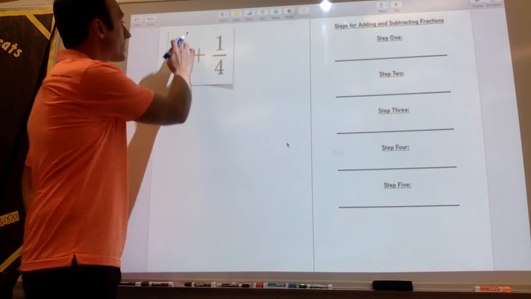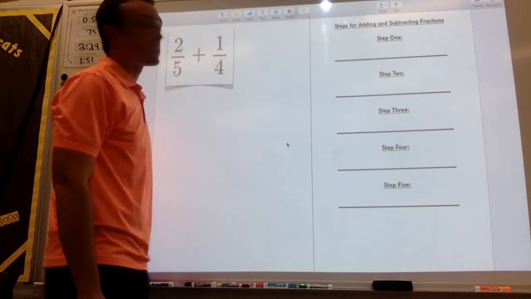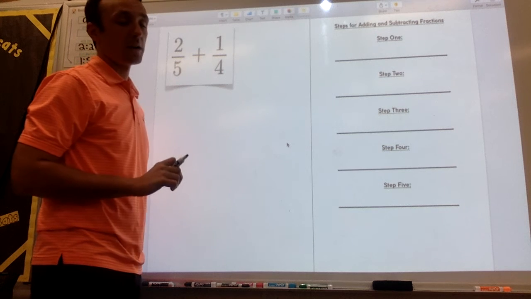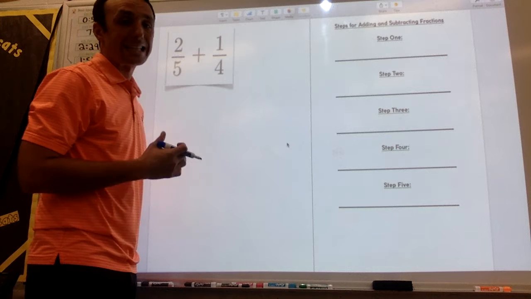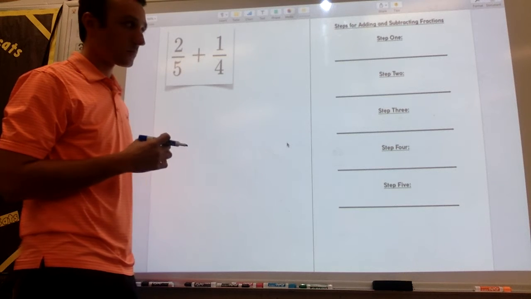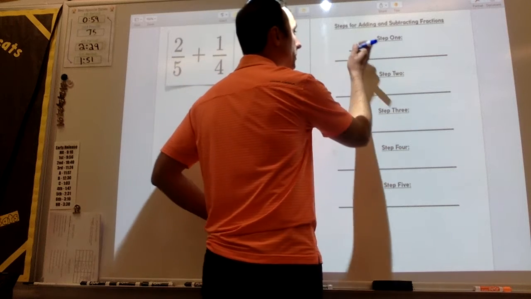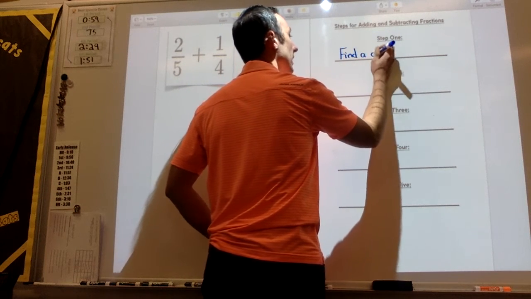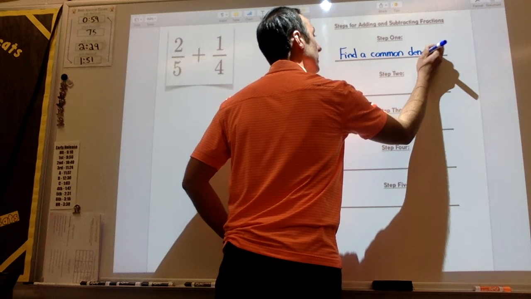So right here, we have 2/5 plus 1/4 as our first example. Unfortunately, this is not as easy as just saying 2 plus 1 is 3 and 5 plus 4 is 9. We cannot just add across. That's not allowed with fractions. So our first step, when we add and subtract fractions, is to find a common denominator.